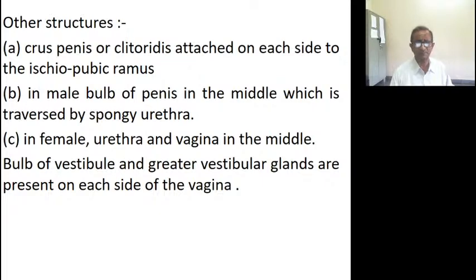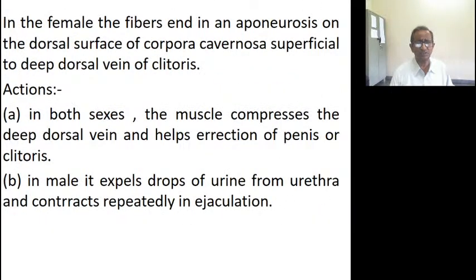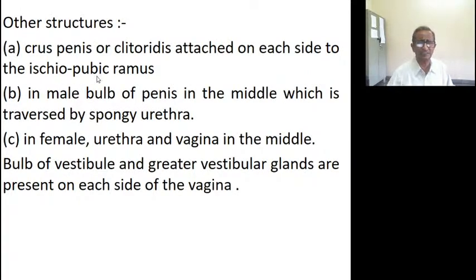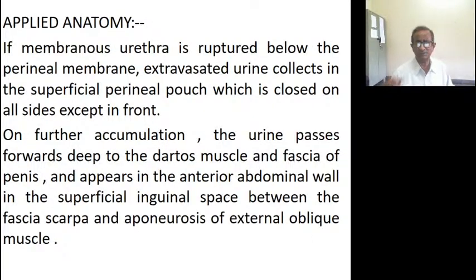So the main things are the three muscles: the corpus cavernosus, bulbospongiosus, and transverse perineal superficialis, the three vessels, three nerves, and other structures like the crus of the penis or clitoris, the bulb of the penis traversed by the spongy urethra in the male, and in the female the urethra and vagina in the middle with the bulb of vestibule and greater vestibular glands on either side. That is the superficial perineal pouch, which is covered superiorly by the perineal membrane, and inferiorly by the fascia colles.